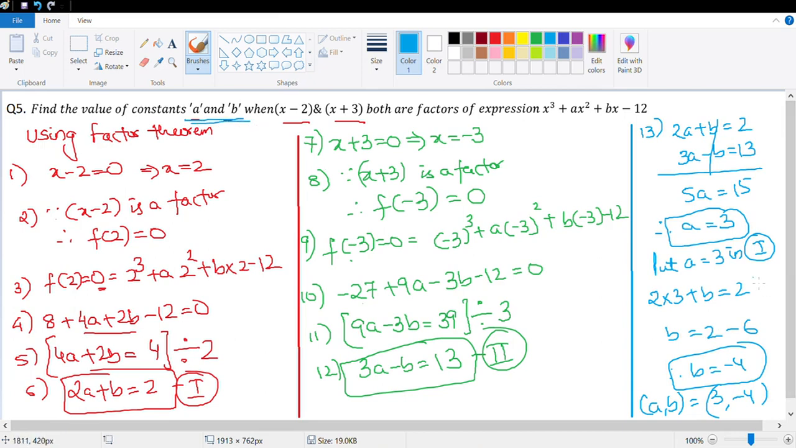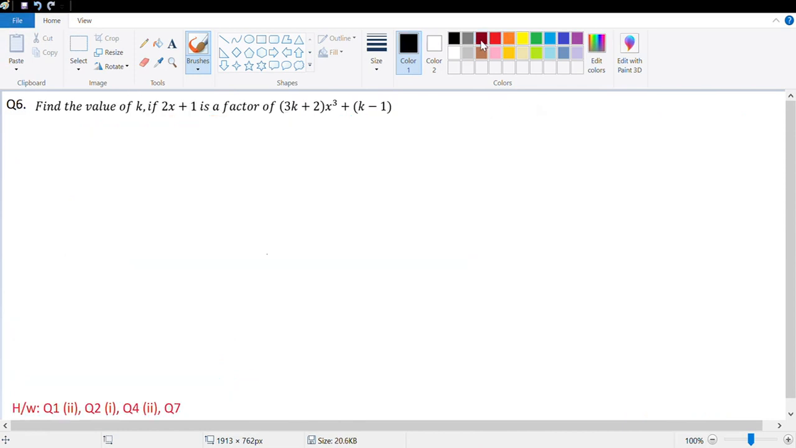Good. So first we used factor theorem with x minus 2. We got an equation. Then we used factor theorem with x plus 3. We got an equation and then we solved these two equations simultaneously. That brings me to the last question of this video, which is question number 6. It says find the value of k if 2x plus 1 is a factor of the given polynomial.